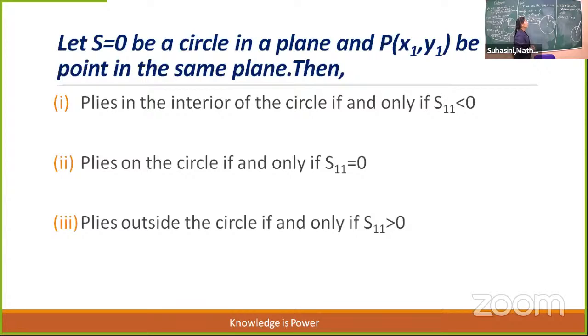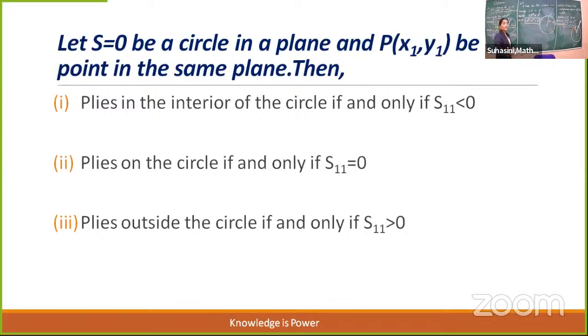In the same way, we have CP greater than R, which means CP square is greater than R square. This implies CP square minus R square is greater than 0. So, CP square minus R square is less than 0, CP square minus R square is equal to 0, and CP square minus R square is greater than 0.